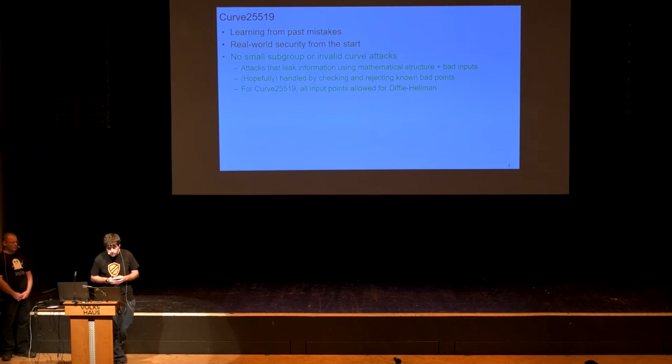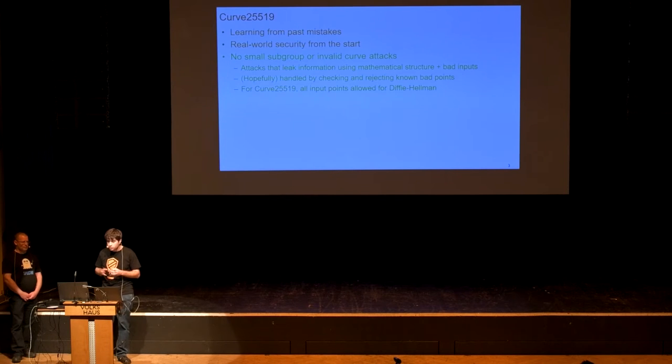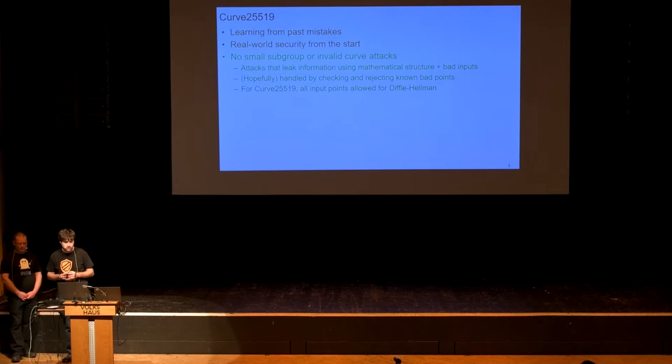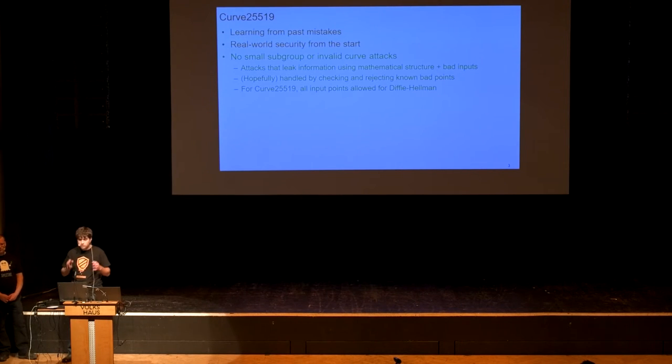Now, for Curve25519, this is solved by design. Daniel Bernstein designed the curve not to have bad inputs, not to have these corner cases. All the inputs are valid inputs for the Diffie-Hellman protocol. We don't need to trust the developer to check for anything. Take the input, run the Diffie-Hellman protocol with that input. It is guaranteed that the output will not leak information about the other party's secret key.